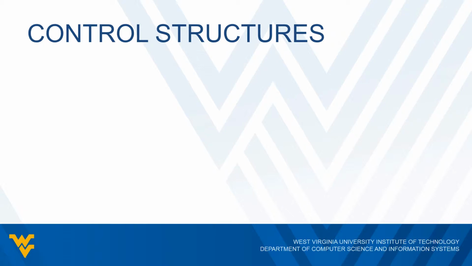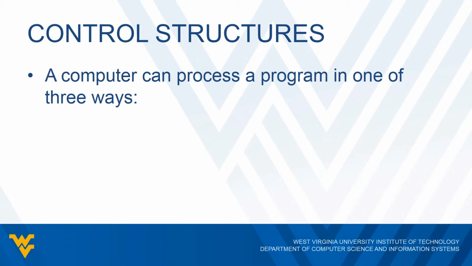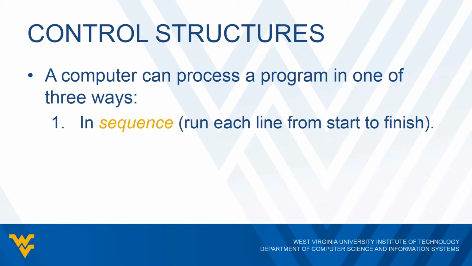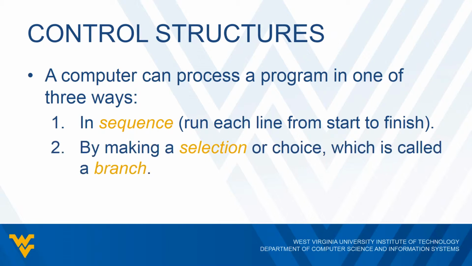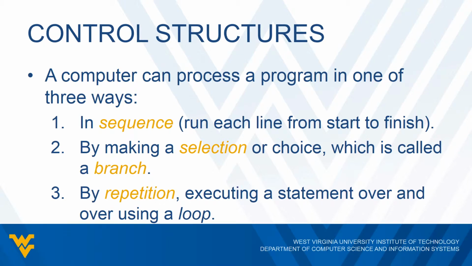When we run a program, the computer can process that program in one of three different ways. One way is just by running it in sequence, meaning we run each line from the very start to the very finish. And this has basically been every single program we've done so far in this course. Another approach is by making a selection or a choice, and this is what we call a branch. The third approach is by using repetition, where we can take a statement or a group of statements and just keep repeating that over and over by using a loop.